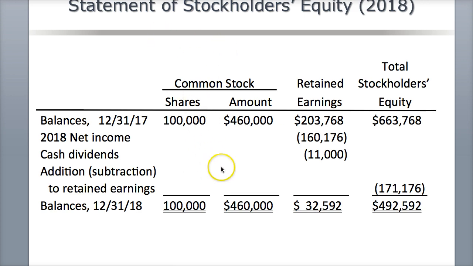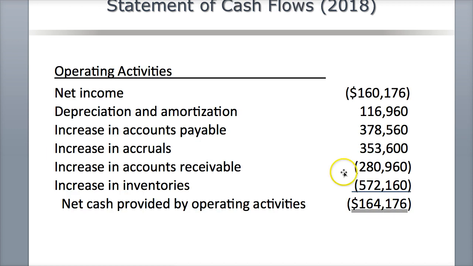If we look at the statement of shareholders' equity, we see that at the end of 2017, they had 100,000 shares worth $460,000 based on the par value. Retained earnings was 203,000, so the stockholders' equity was 663,000. So in 2018, our retained earnings, net income was a loss. Our cash dividend was paid, so that resulted in a subtraction in our total retained earnings, which brings our equity down to 492. So that's destroying equity, not something investors like.